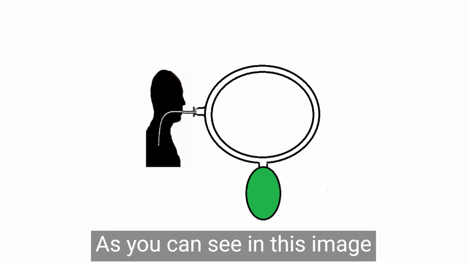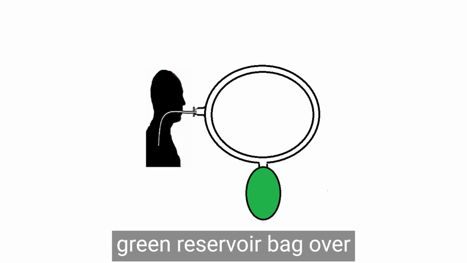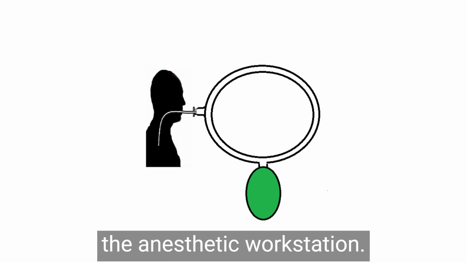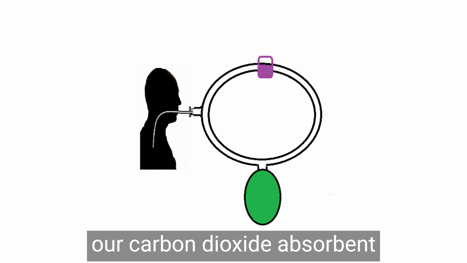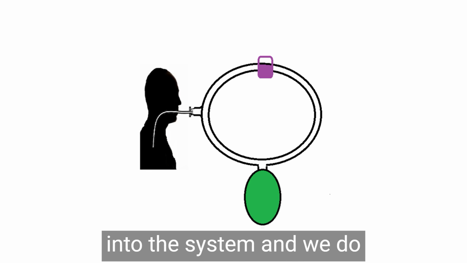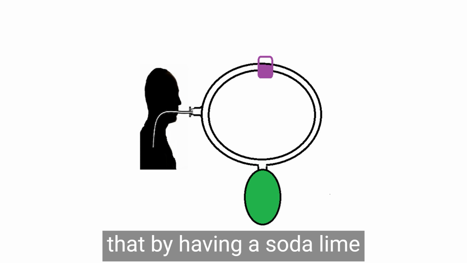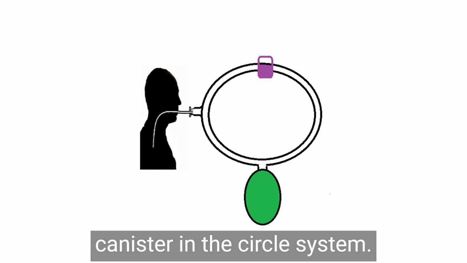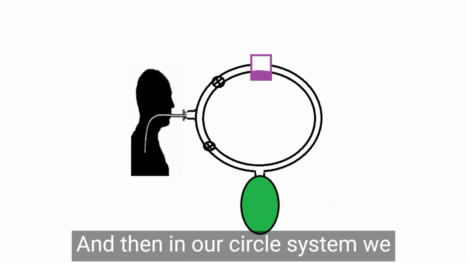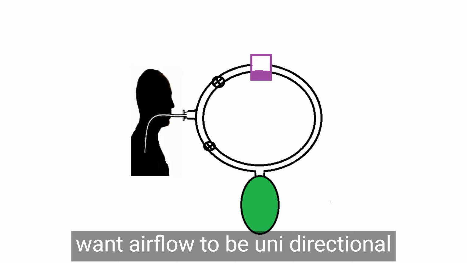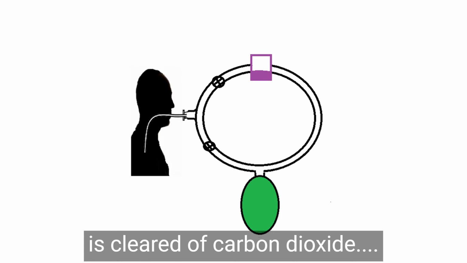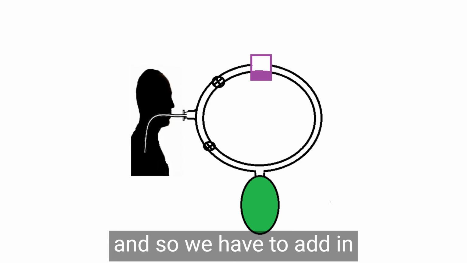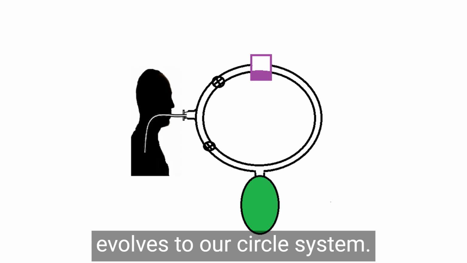As you can see in this image, the brown paper bag has been replaced with the green reservoir bag of the anesthetic workstation. The next step is to again add our carbon dioxide absorbent into the system, and we do that by having a soda lime canister in the circle system. And then in our circle system, we want airflow to be unidirectional, in that the air exhaled by the patient moves only towards the carbon dioxide absorber and is cleared of carbon dioxide. And so we have to add inspiratory and expiratory valves to our circle system.